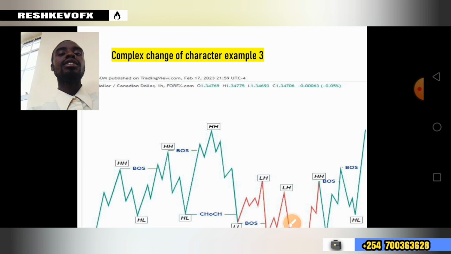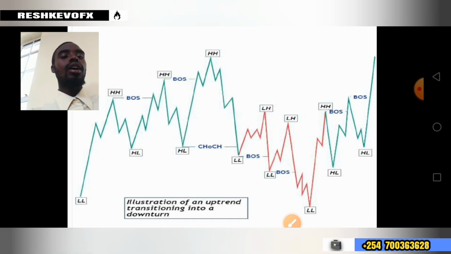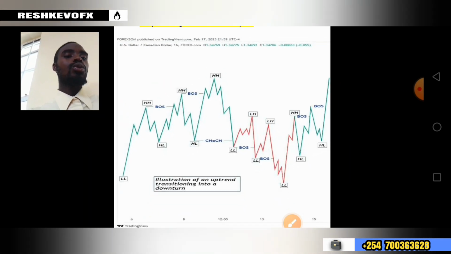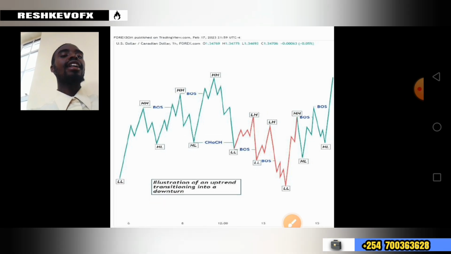There is even a complex change of character. A complex one. This is now in a low time frame. Things are very complex. So in a low time frame, let's say in 1 hour, while the other one was around 4 hours. In a 4 hour, it is very simple. But in lower time frames, you need to know it very well. That is change of character. It is a bit complicated, but I am here for you to make it simple.